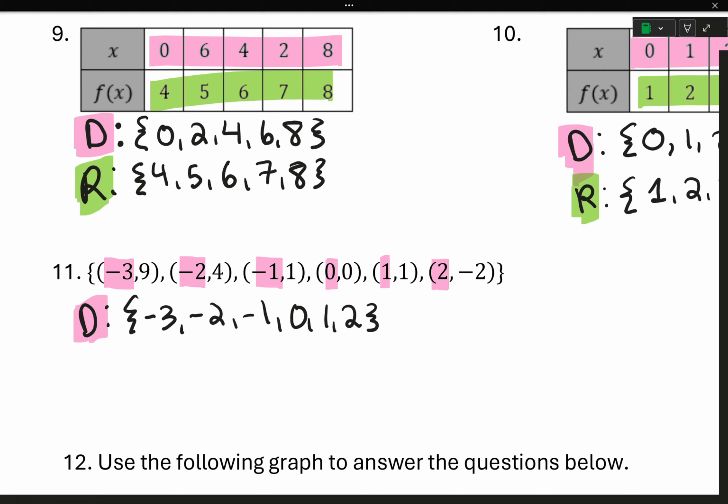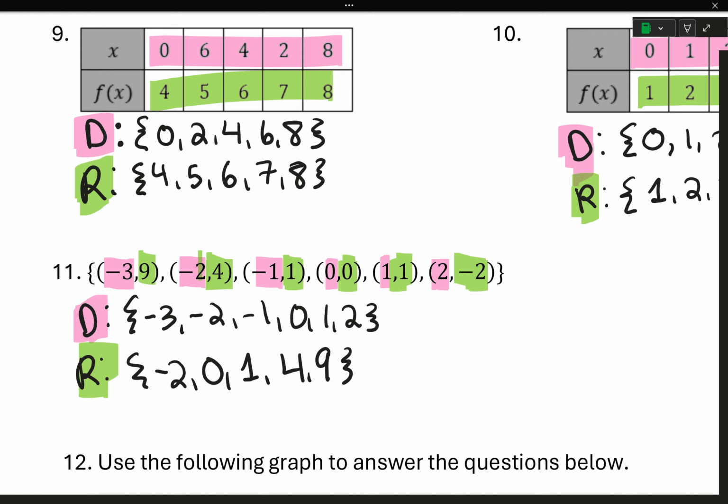I can see them quite well without having to highlight them at this point, but I'm committed to the color coding, so here we go. All right, in order from smallest to largest, I've got -2, 0, 1, 4, and 9.